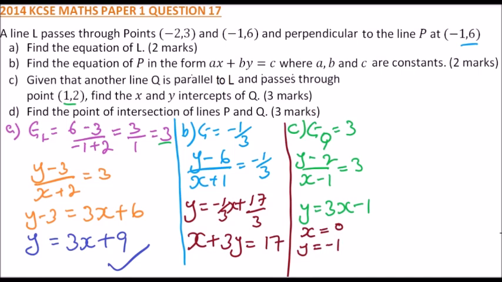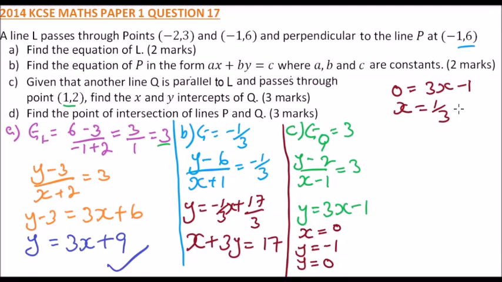When y is equal to 0, it means that 0 = 3x − 1, meaning that x is equal to 1/3. So that means the x intercept is a third and the y intercept is −1.